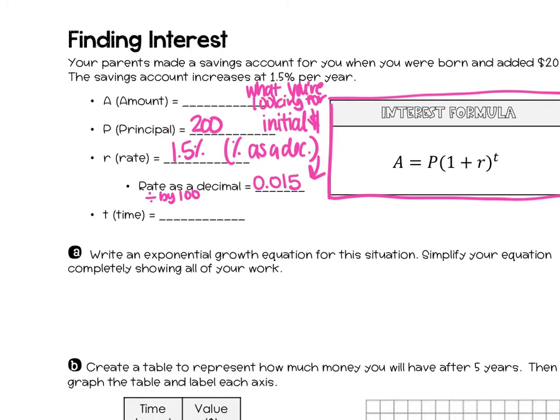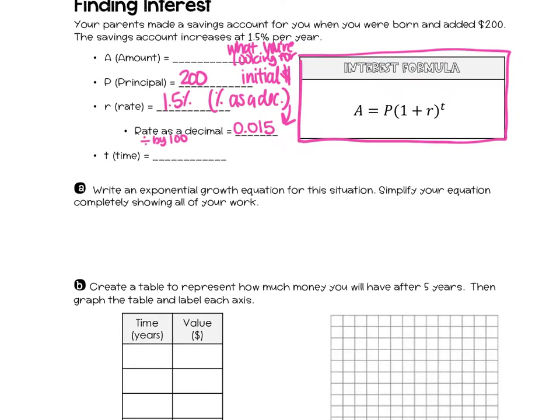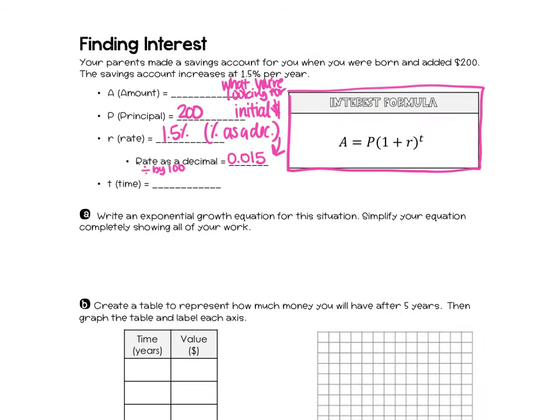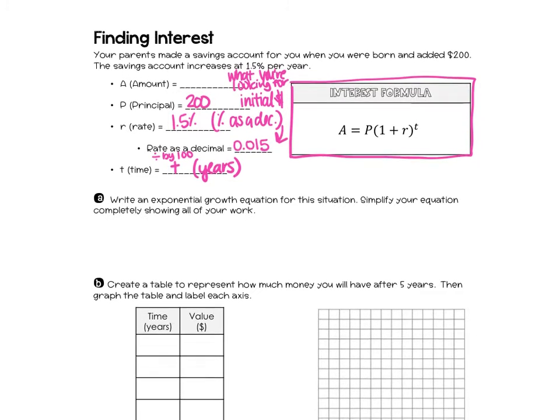All right, and then time. Sometimes we'll leave that as just a t and plug it in later. So in this case, they have not told us the time yet. So I'm just going to have to plug that in here in a little bit. So I'm just going to say t. In this case, we are talking about years, so it could be different based on different formulas.